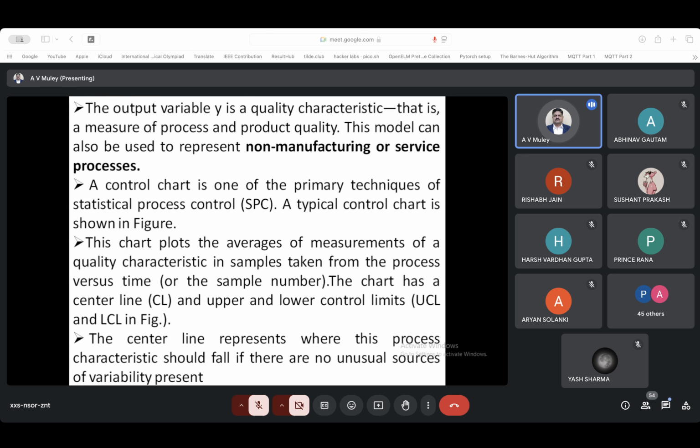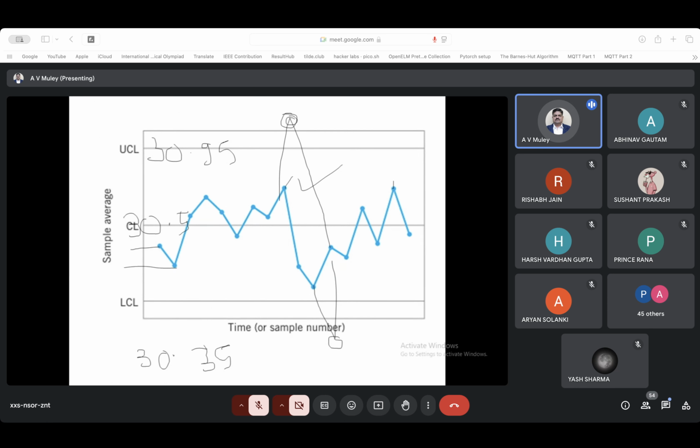The control chart is one of the primary techniques of statistical process control, that is called as SPC. A typical control chart is shown in the figure जो मैंने आपको दिखा दिया, ठीक है ना। This control chart plots the average of measurement of a quality characteristic in a sample taken from the process versus time or the sample number. The chart has a central line CL, जैसे मैंने आपको दिखाया है, इसमें एक सेंट्रल लाइन एवरेज वैल्यू होती है, और अपर लिमिट और लोअर लिमिट होती है। अपर स्पेसिफिकेशन लिमिट, लोअर स्पेसिफिकेशन लिमिट, या उसको कंट्रोल लिमिट भी बोलते हैं, अपर कंट्रोल लिमिट, लोअर कंट्रोल लिमिट, इस तरह से भी उसको बोलते हैं.